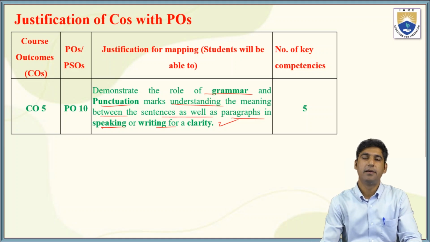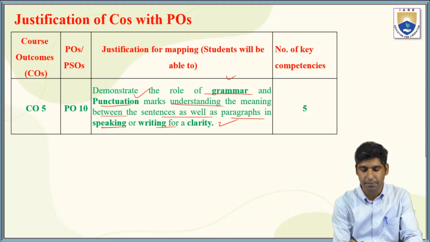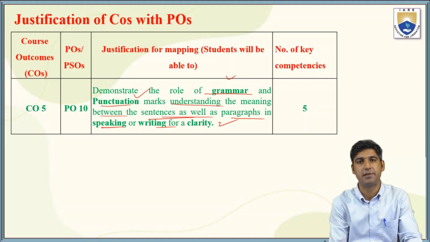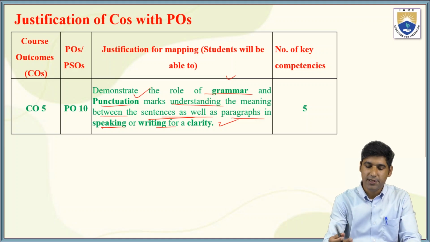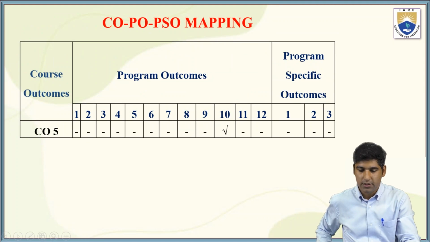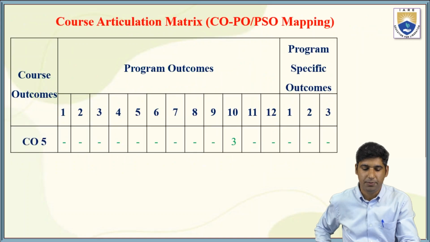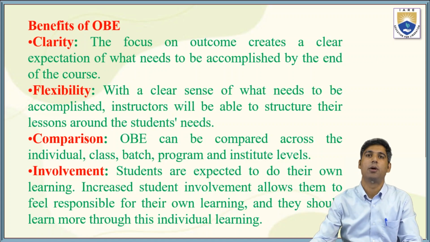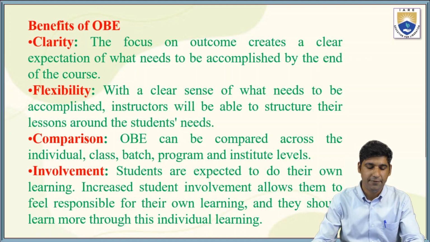When you are good at reading, that means you understand grammar, that means you are aware of punctuation marks, and these things allow you to understand the meaning between the sentences as well as paragraphs in both speaking and writing for clarity. This is how your COs are mapped with your program outcomes. This is CO-PSO mapping, the key competencies, then we have the percentage of key competencies, course articulation matrix, then benefits of OBE. I would like to draw some specifics on these benefits of OBE.